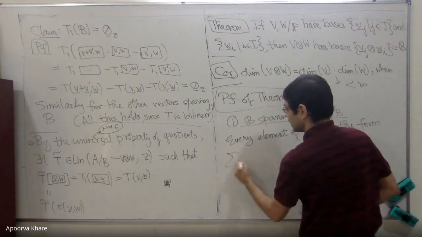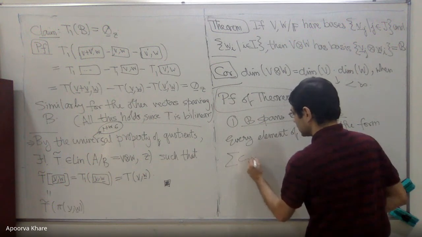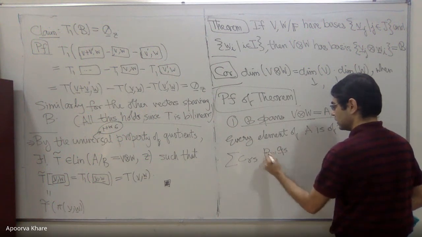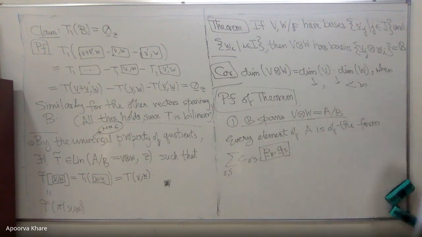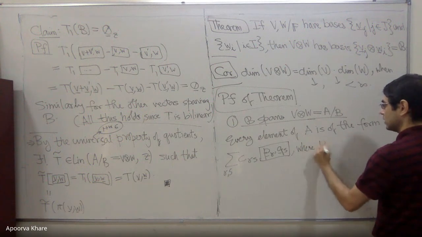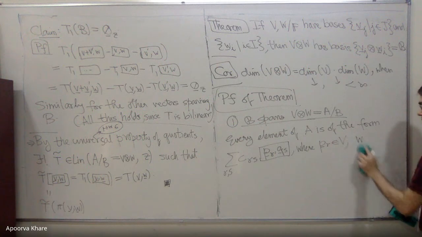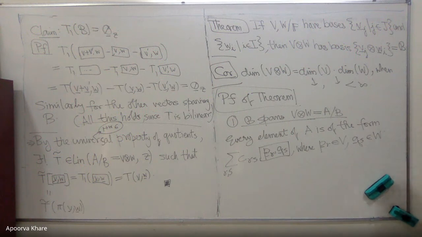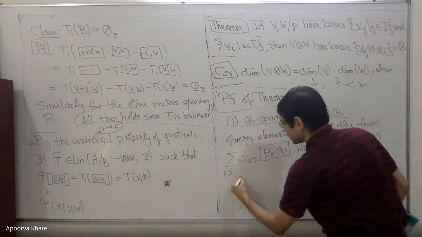summation c_rs p_r, q_s. It's a finite sum, of course. But here p_r is in V and q_s is in W. Which means now p_r can be written in terms of this basis and q_s in terms of that basis.